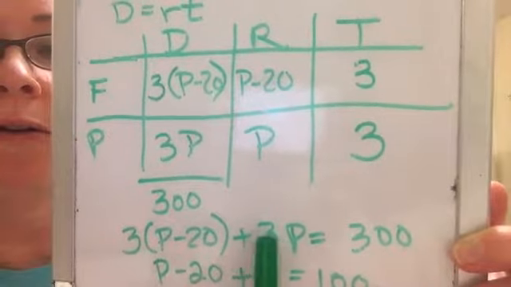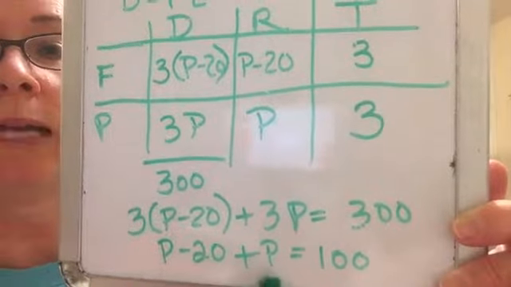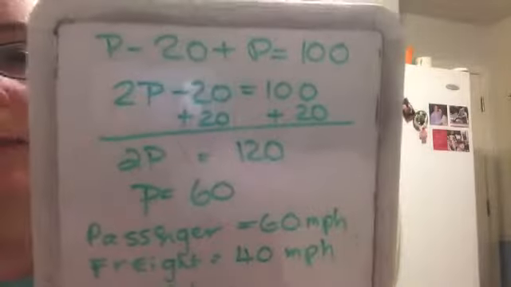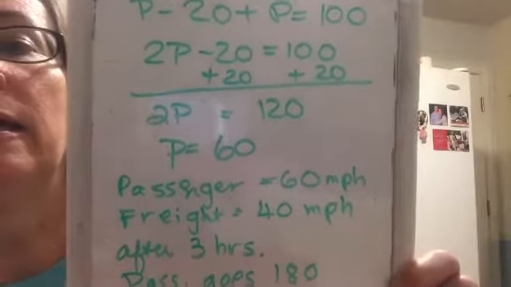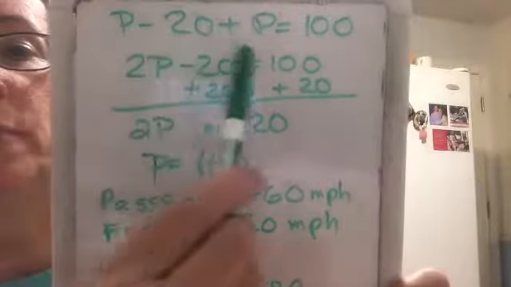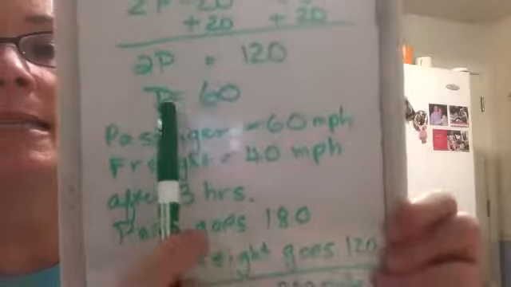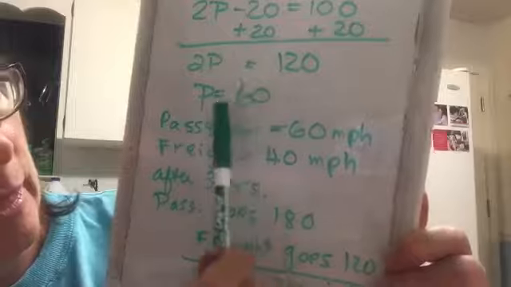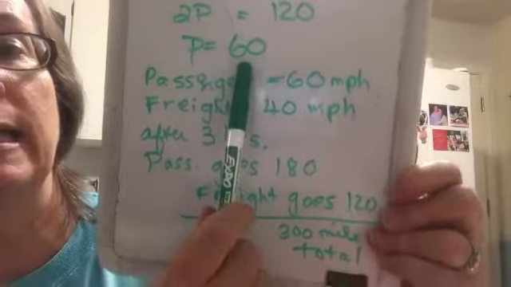Now I just divided the whole thing by 3 to make it a little bit easier. And then we have passenger minus 20 plus passenger is 100. So then I copied that equation up here at the top of this next board, and then I went ahead and added my 2 P's together to get 2P, and then I added the 20 to both sides to get twice P was 120. So P, or the speed of the passenger train, was 60.